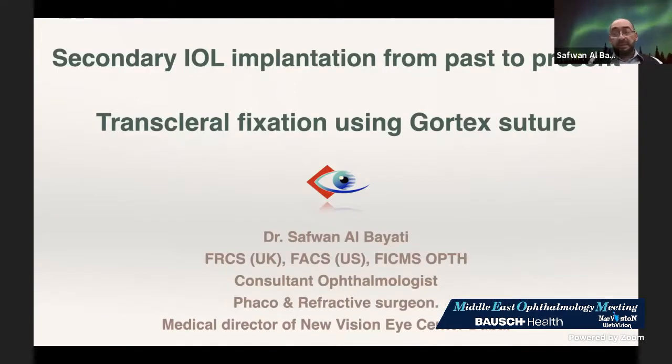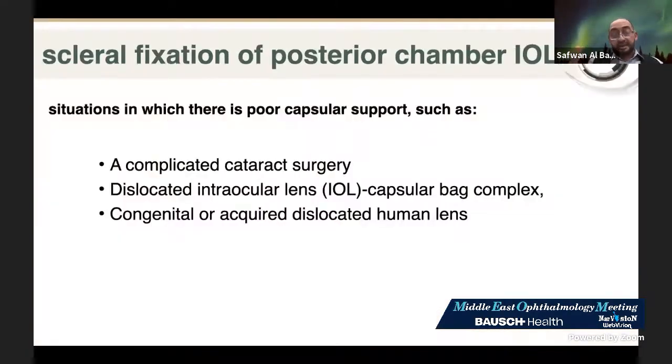So secondary IOL implantation, as we know and as has been discussed, is not usual cataract surgery. It is complicated cataract surgery where there is no support for the lens, in the sulcus or in the back. The indication is a dislocated intraocular lens with capsular bag complex, or a congenital or acquired dislocated human lens.